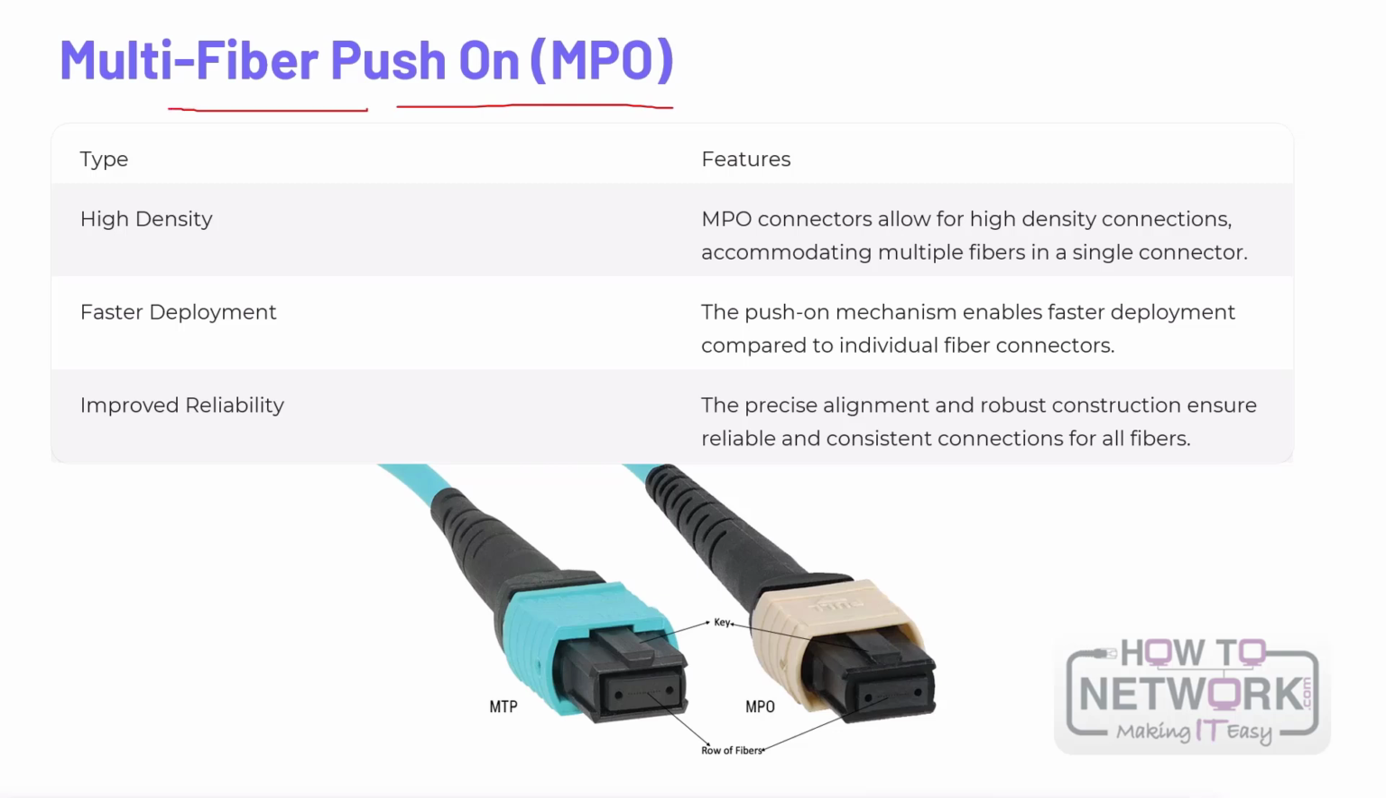MPO, multi-fiber push-on. MPO is a type of fiber optic connector that allows for high-density connections. It features a single connector that accommodates multiple fiber strands, typically 8, 12, and 24 fibers in a single housing. MPO connectors are designed with a push-on mechanism for fast and efficient deployment, and this eliminates the need for individual fiber connectors, streamlining installation and reducing the deployment time.